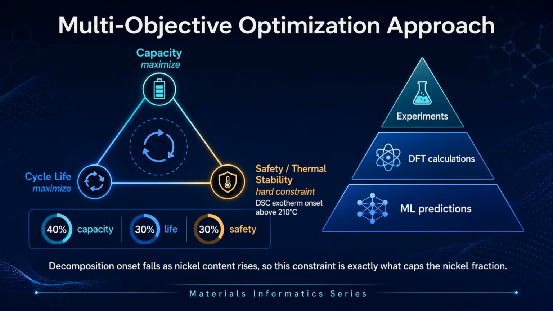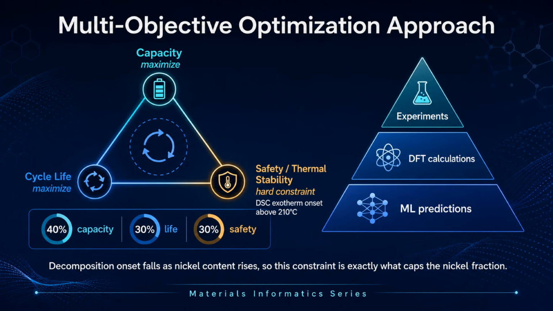Capacity increases with nickel content. Cycle life benefits from cobalt stabilizing effect. Thermal stability, critical for safety, improves with manganese content. We formulate this as multi-objective optimization with weighted objectives for capacity, cycle life, and safety. A hard constraint requires thermal stability above a safety threshold.